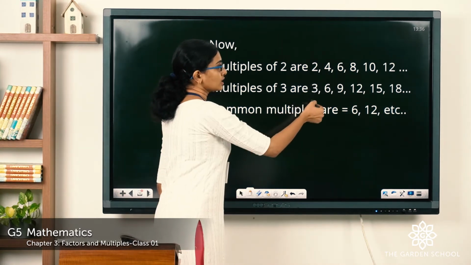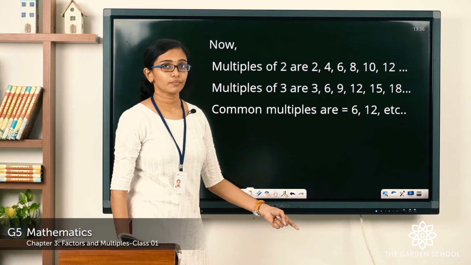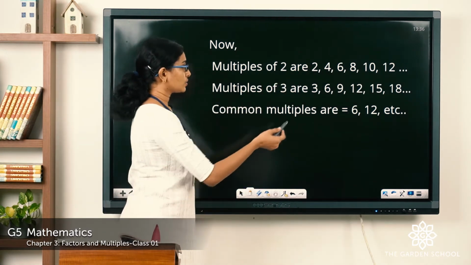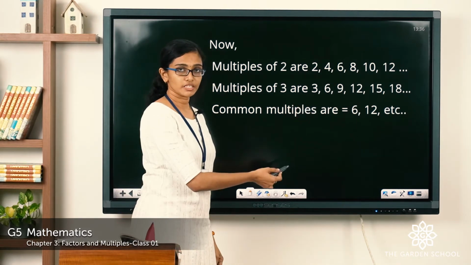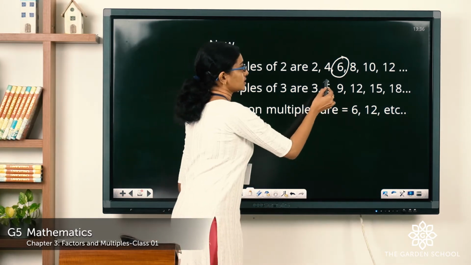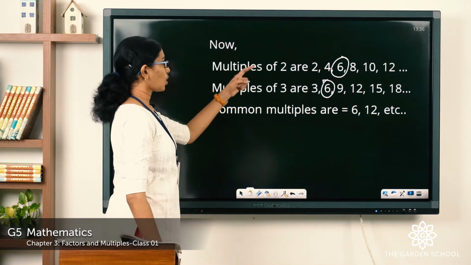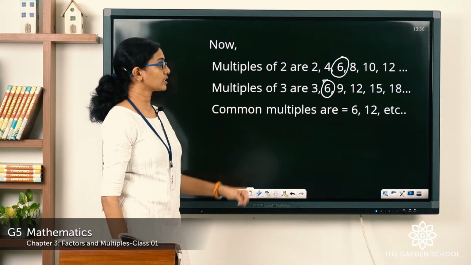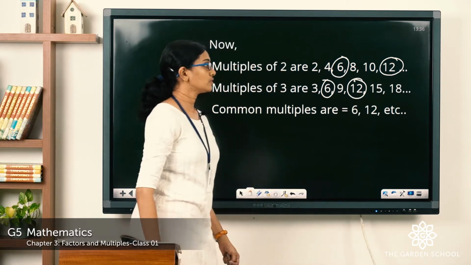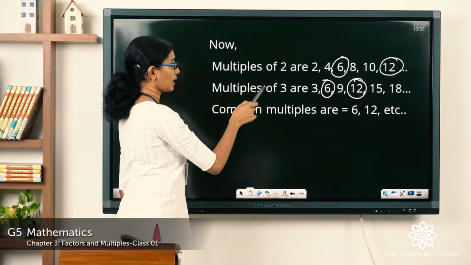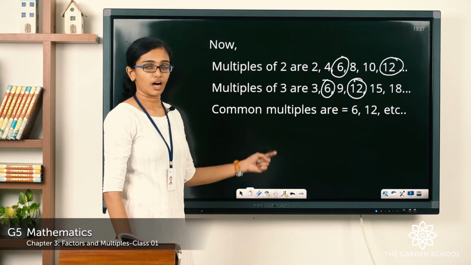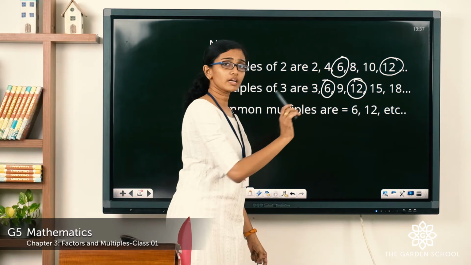You see, there may be some numbers or multiples which are common to the number 2 and number 3. Do you see any such number here? Any such multiple here? Look at this one, the number 6. The multiple 6 is common to both 2 and 3. Now, what about this 12? This multiple 12 is also common to 2 and 3. So we say the common multiples of 2 and 3 are 6, 12 and so on.